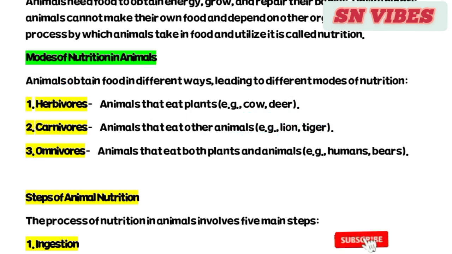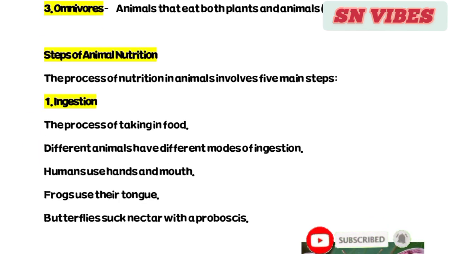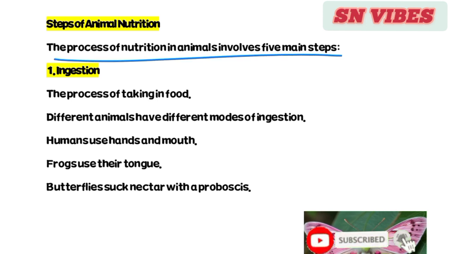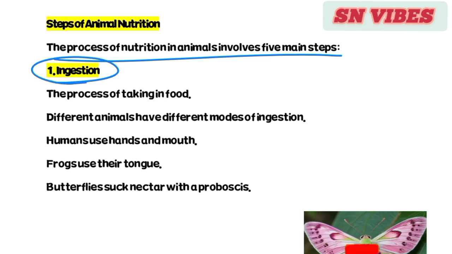Okay, so next let us see the steps of animal nutrition. The process of nutrition in animals involves 5 main steps. In that, the first step is ingestion. Ingestion is the process of taking in the food. Ingestion occurs in the mouth. Taking in the food with the help of the mouth is called ingestion.